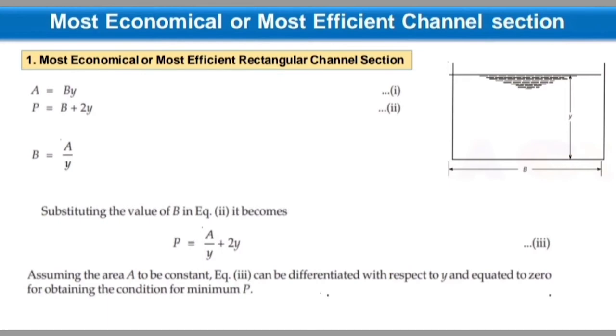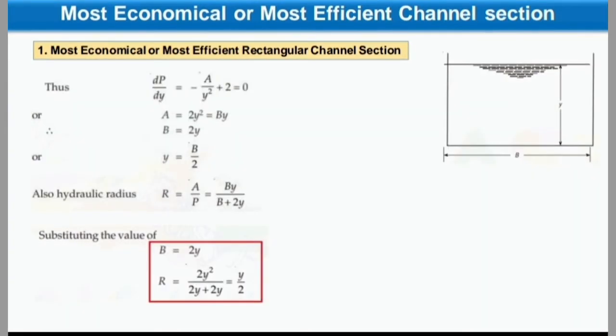By substituting the value of b in the equation of p, we get p equal to A by y plus 2y. For maximum discharge, the perimeter should be minimum. That means dp by dy should be equal to 0. On differentiating, we get b equal to 2y or y equal to b by 2. Also, the hydraulic radius R is equal to A by P, that is A by b plus 2y. By substituting the value of b as 2y, we get R is equal to y by 2.